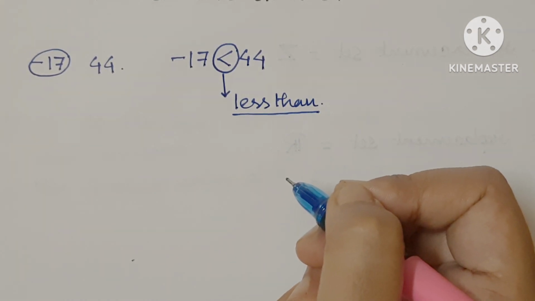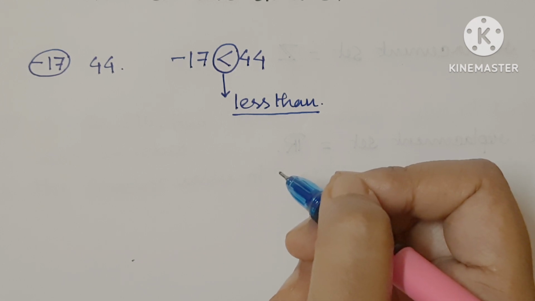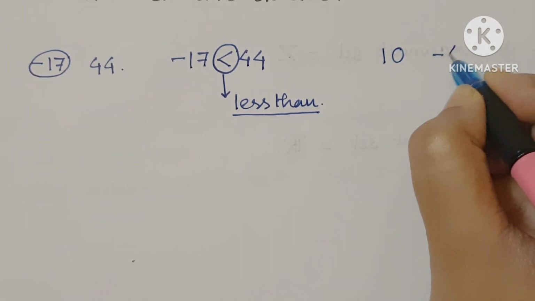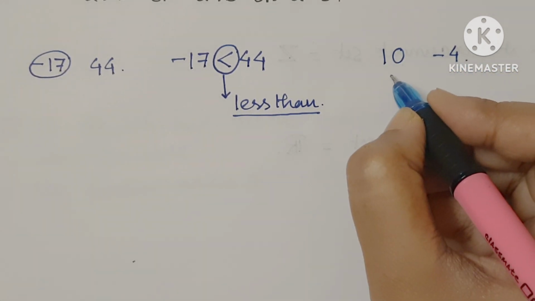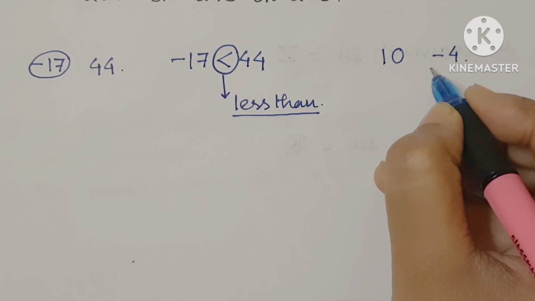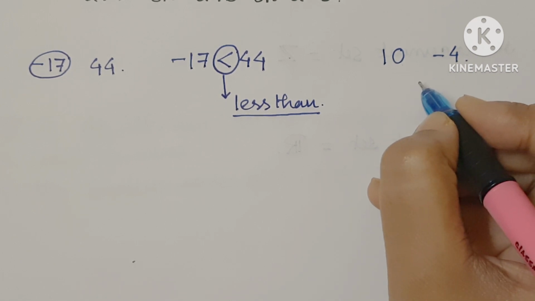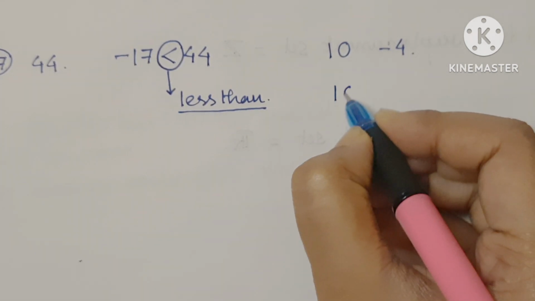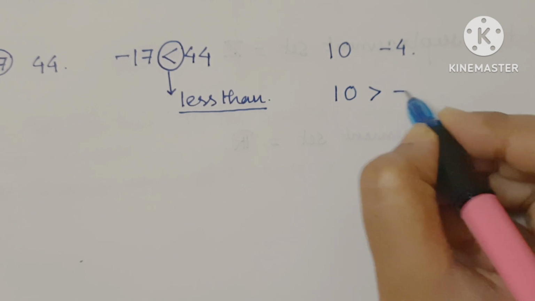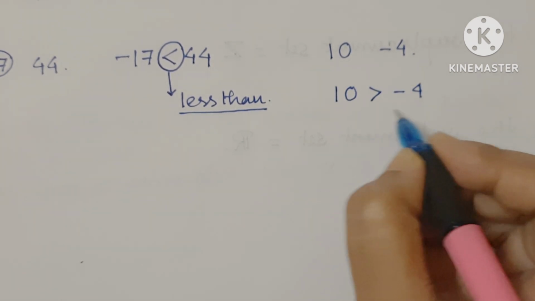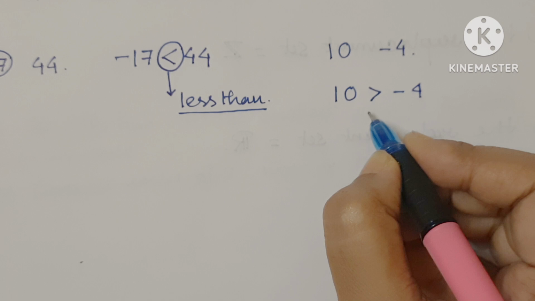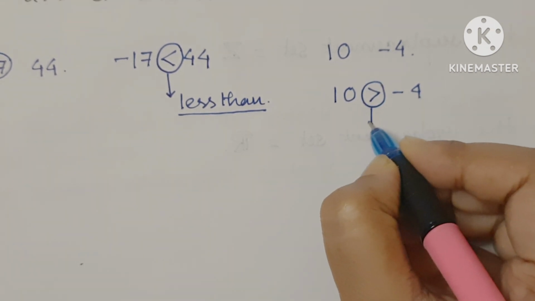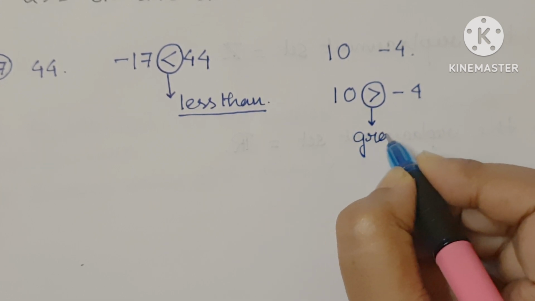Okay. Now again take two numbers, 10 and minus 4. So obviously you know that 10 is greater than minus 4, right? So how will you write it? 10 is greater than minus 4. So in here I have used a symbol that is called the greater than symbol, right?